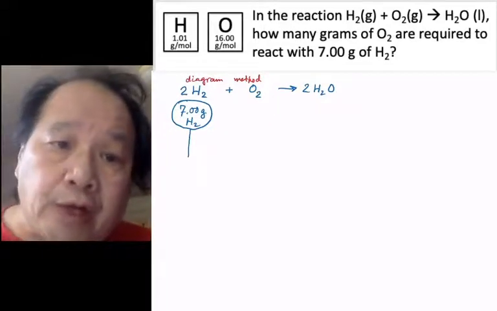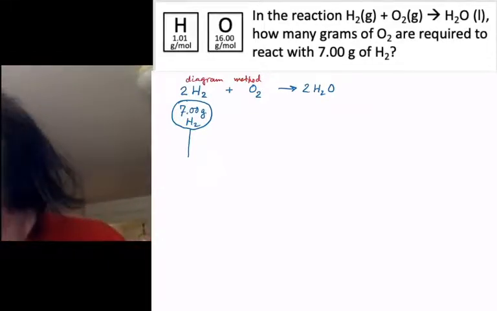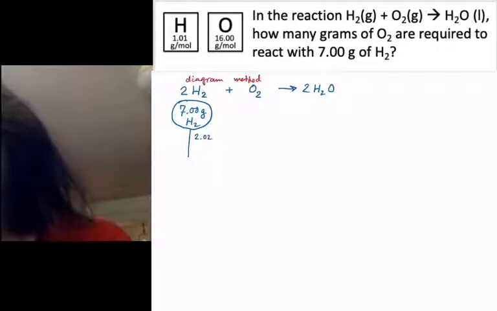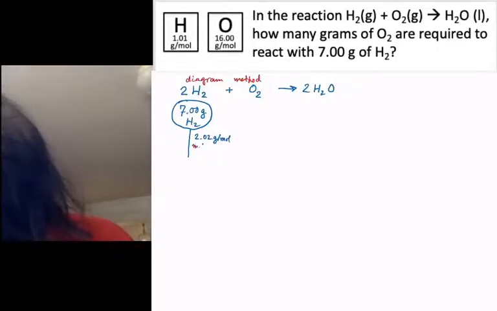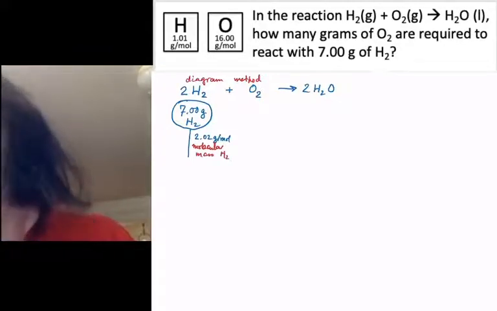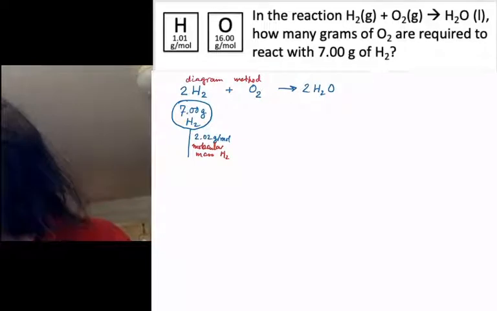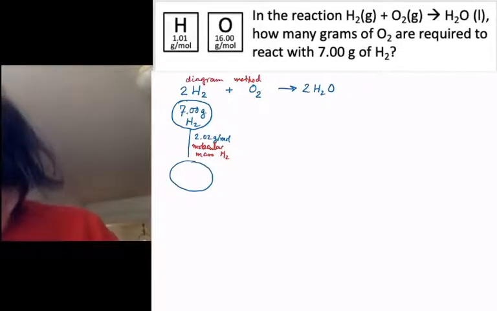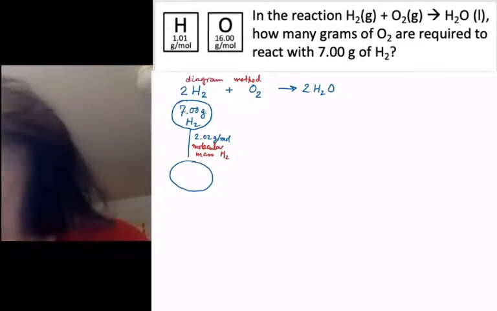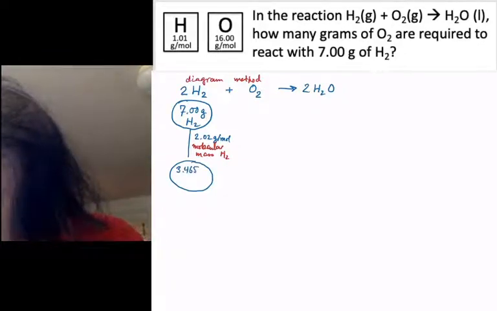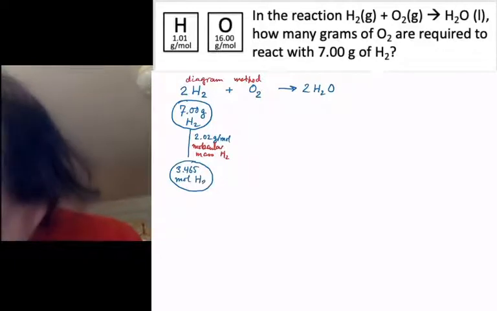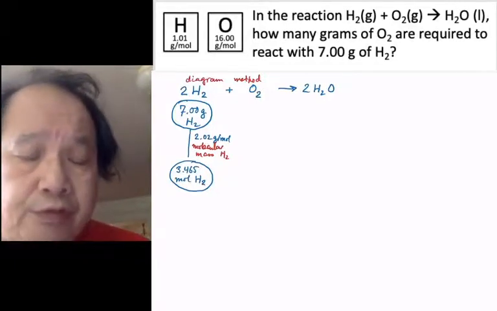If I've got grams of H2, I know that 2.02 grams per mole is the molecular mass of H2, and I can use the molecular mass of H2, which is grams per mole, to convert the 7 grams of H2 to moles of H2. 7.00 grams divided by 2.02 grams per mole is 3.465 moles of H2. Okay, and it's a very organized method.